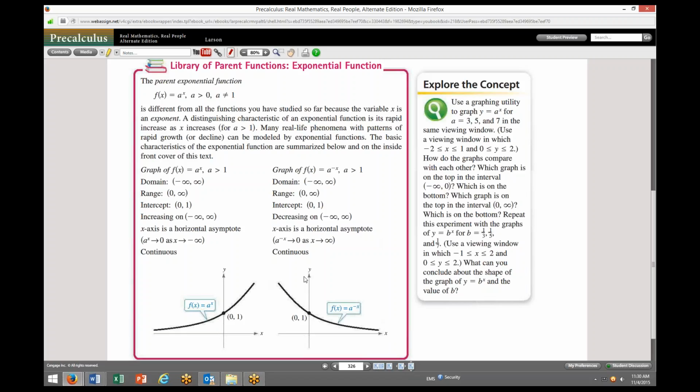But now, over here on the first one, a to the x approaches 0 as x approaches negative infinity. Now a to the negative x approaches 0 as x approaches positive infinity. So going to the right, the graph comes down less and less and less steeply forever and ever, approaching the x-axis, never gets to it, never crosses it, but it approaches it. So y approaches 0 as x approaches positive infinity.